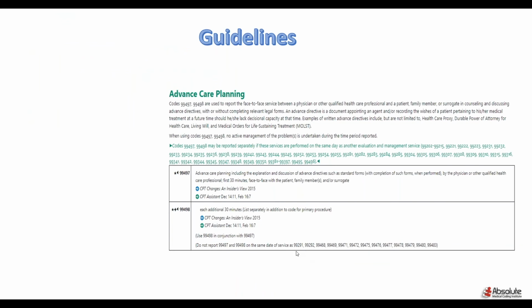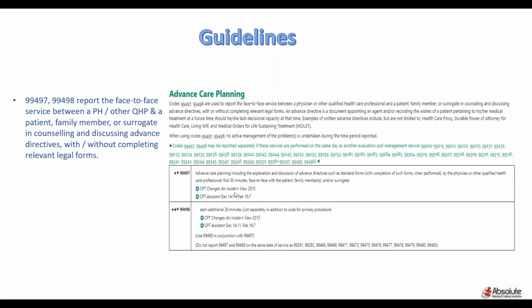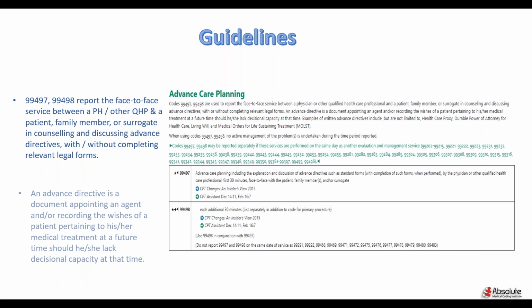Okay, now let's quickly move on to the next chapter. We are almost reaching the end. And this is for advanced care planning, and these are the guidelines for advanced care planning. The CPT codes 99497 and 99498 are used to report the face-to-face services between a physician or other qualified healthcare professional and a patient, family member, or surrogate in counseling and discussing advance directives, with or without completing relevant legal documents.